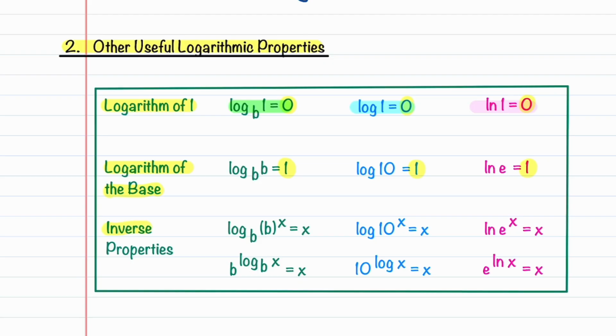Lastly, there are two inverse properties that we need to look at. The first inverse property tells us that the log base b of b raised to the power x is just equal to x. That just comes from the power rule where we can pull the x out in front, and then the fact that log base b of b is equal to 1. And then the second inverse property is that b raised to the log base b of x is just x. I think seeing these properties in terms of the common log and the natural log just makes it easier to understand.